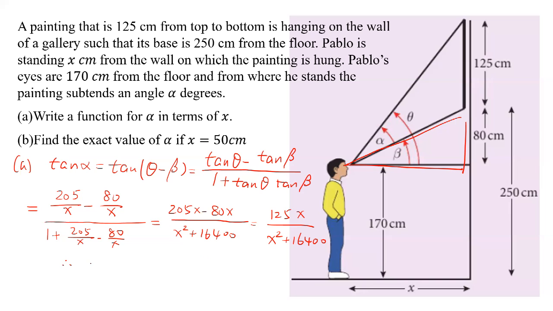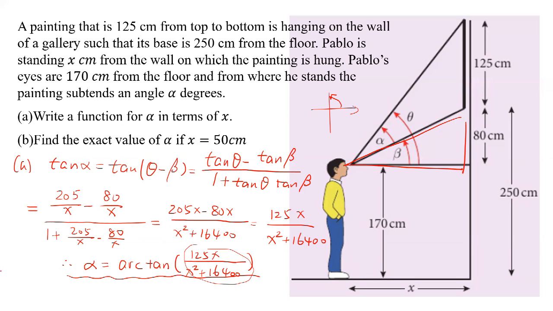Okay, so the value of alpha is arc tangent 125x over x squared plus 16400, right? Note here, this value here must be positive, right? If arctangent of a positive value, this means the alpha must lie within 0 to half pi, which corresponds to the real world problem here, right? Okay, so this is the expression of alpha in terms of x.